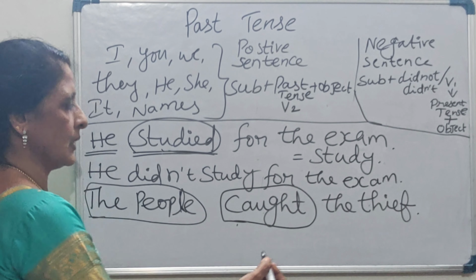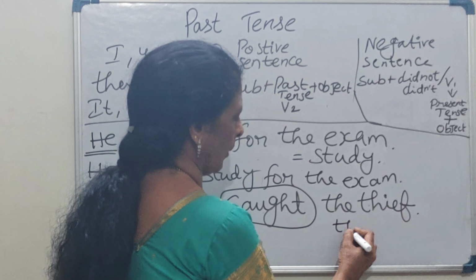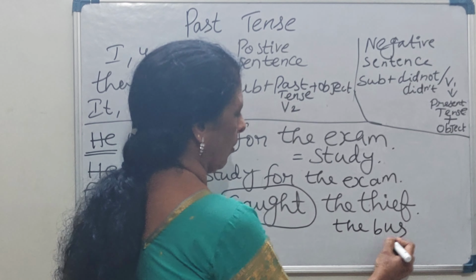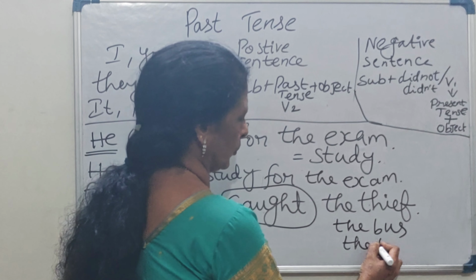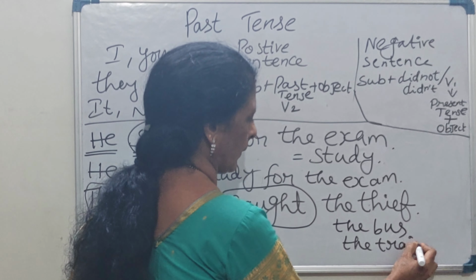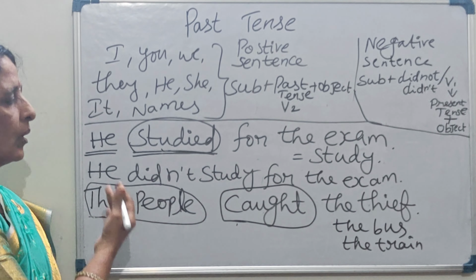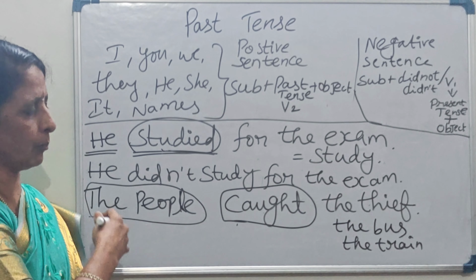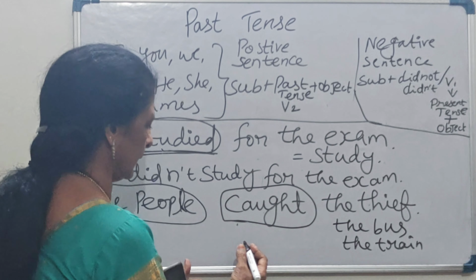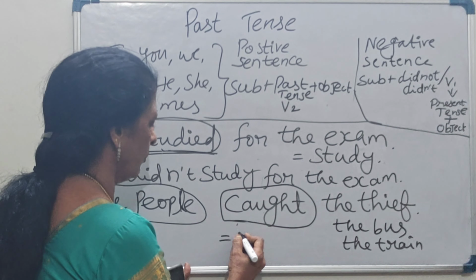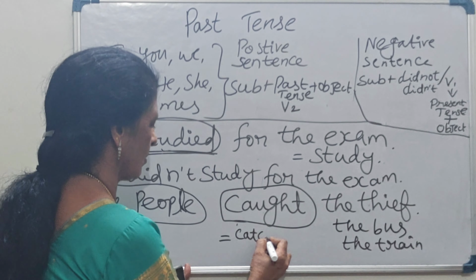Here we can write the bus or the train instead of the thief. We can write this also. The people caught the bus. The people caught the train. Okay? Here the verb is catch.